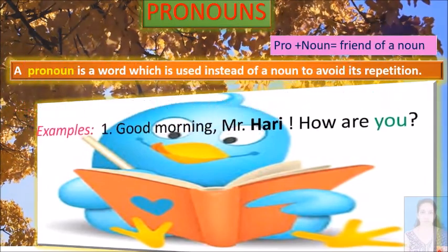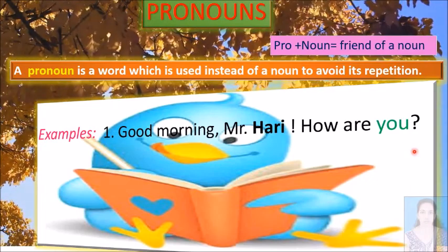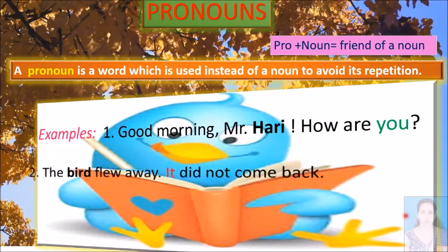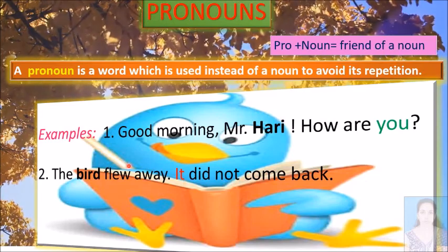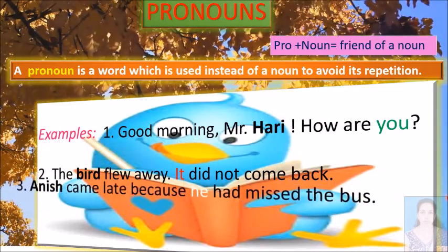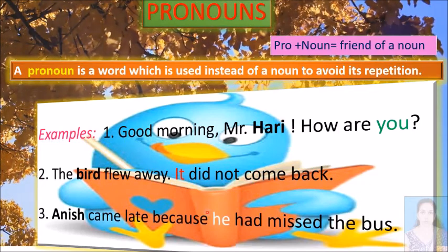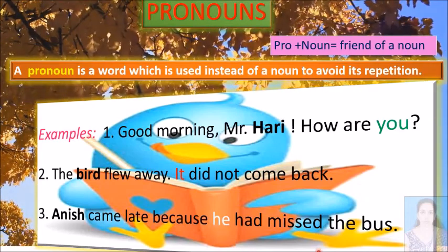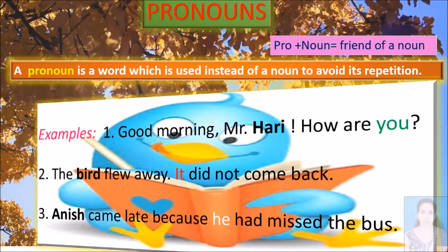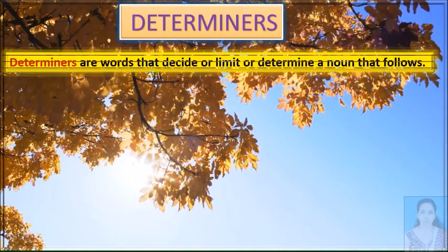Good morning, Hari. How are you? Here, you represents Hari. Second, the bird flew away. It did not come back. It represents the bird. And third, Anish came late because he had missed the bus. Here he represents Anish. So you, it, he are some examples of pronouns. The third part of speech is determiners or articles.